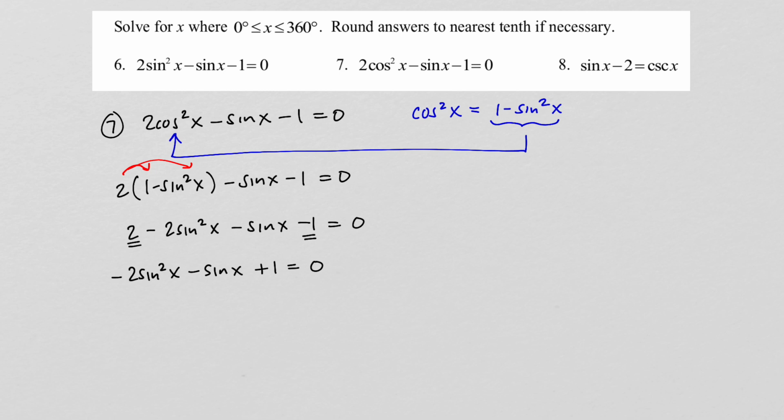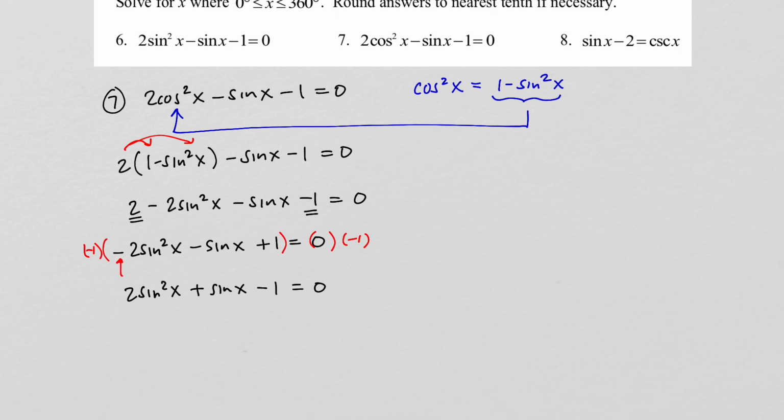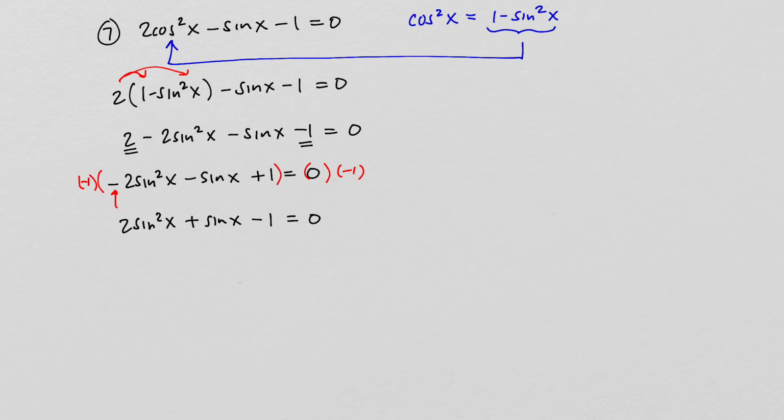Now, I really don't like to have a negative in front here, so I'm going to multiply both sides of this equation by -1 to get rid of that negative. And that's going to give us 2 sine squared of x plus sine of x minus 1 is equal to 0. And now we can factor just as we did in the previous problem. So if I let u equal sine of x, this becomes 2u squared plus u minus 1 equals 0. And that will factor in the following way.